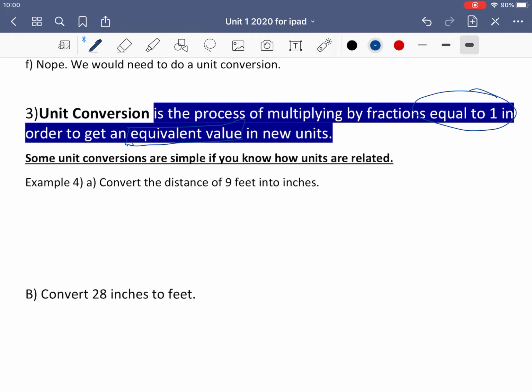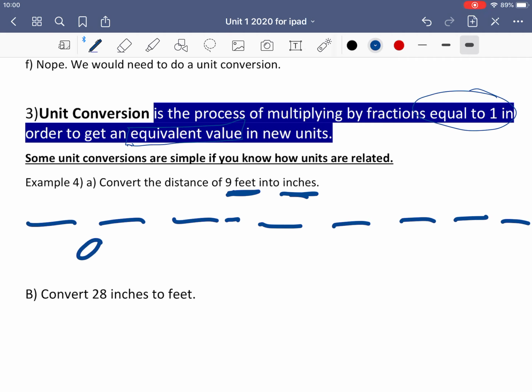Some unit conversions are simple. You don't need some fancy process to figure out 9 feet is how many inches. Well, I know 9 feet is 9 feet. I'm going to run out of room. Okay, we're going to pretend like those are all feet, and that each of those is 12 inches. So I can add 12 inches 9 times, or I can multiply 9 times 12. Either way, I'm going to get how many inches there are. It's 108 inches.